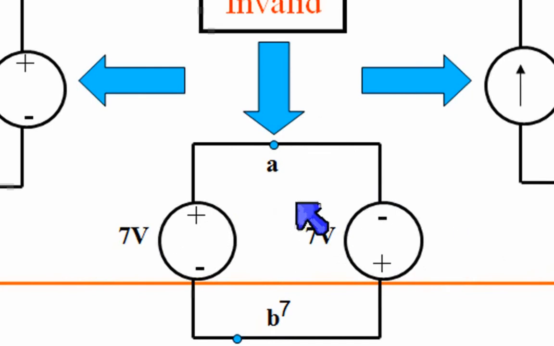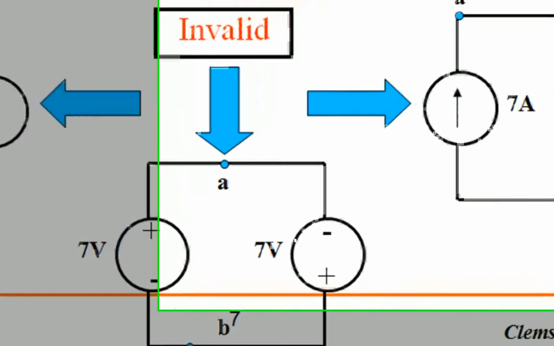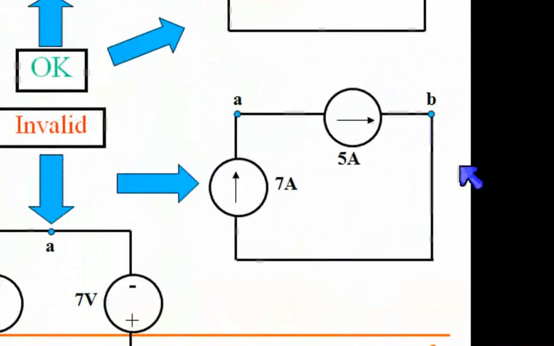One other example. We've got 2 current sources connected in a loop. This is a 7-amp one, this is a 5-amp one. Kirchhoff's current law says the algebraic sum of the currents at a given node is 0. Well, I've got 7 amps flowing in and 5 amps flowing out. 7 does not equal 5. It just can't be. You can't put a 7-amp source right next to a 5-amp source because it tries to say that the current flowing is 7 and 5 both, and 7 doesn't equal 5. So these are invalid source connections.